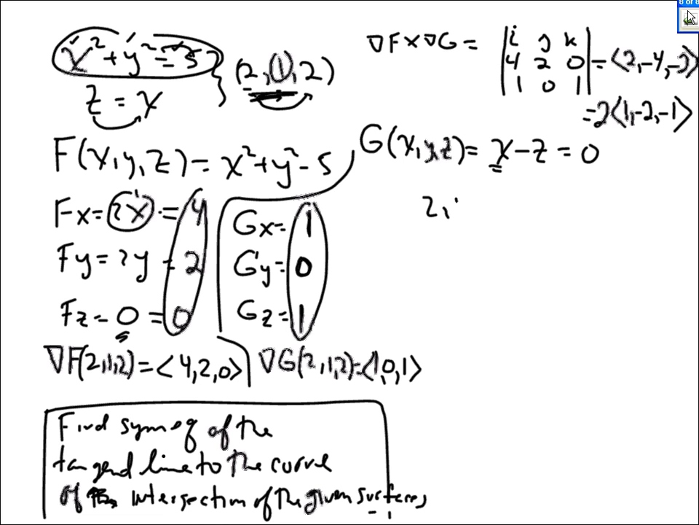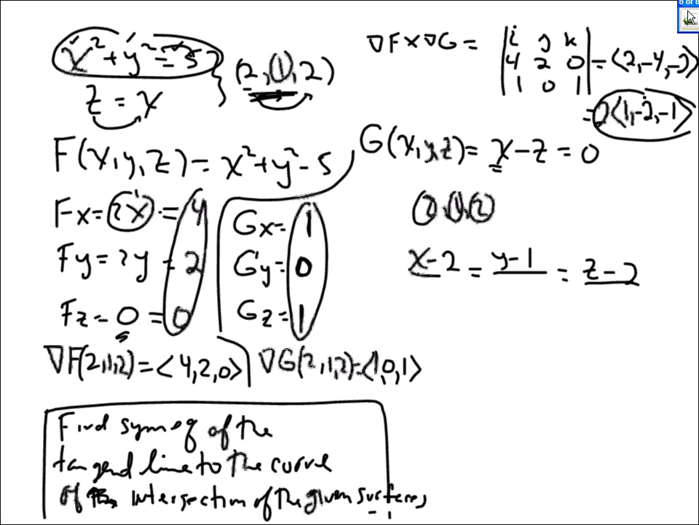Remember, the point is 2, 1, 2. The numerator is going to be x minus 2 for the symmetric equations, y minus 1, z minus 2, and the bottoms are just going to be from the cross product, 1, negative 2, negative 1.